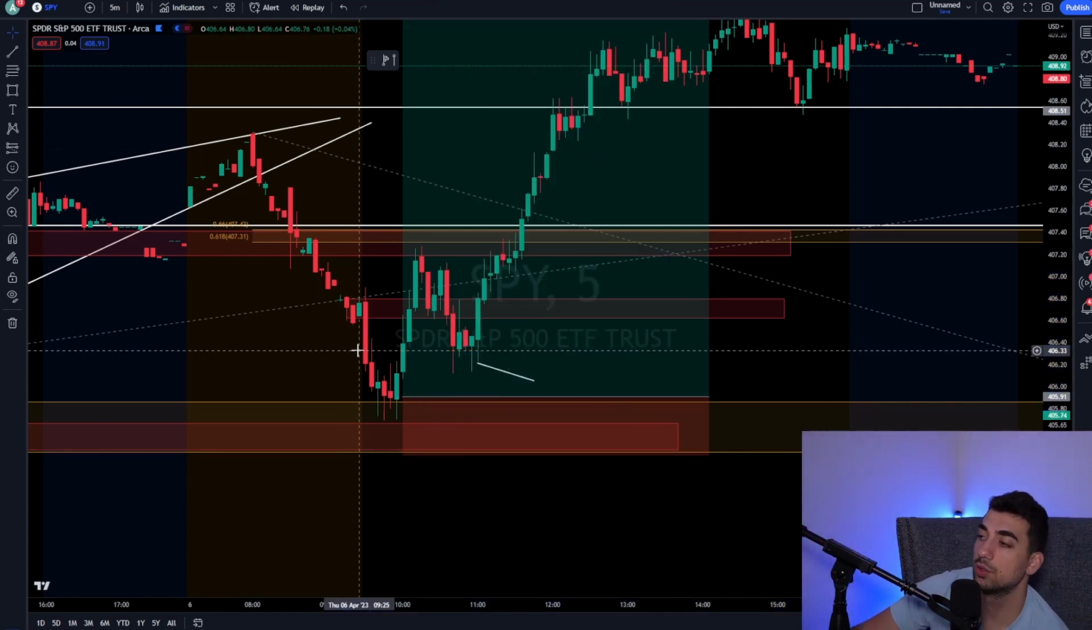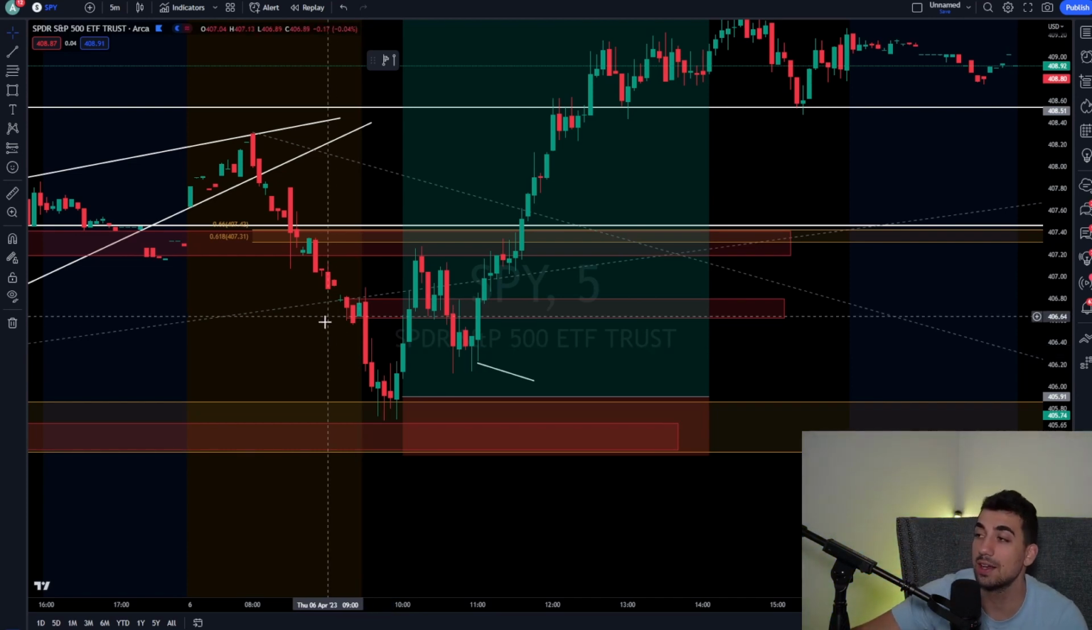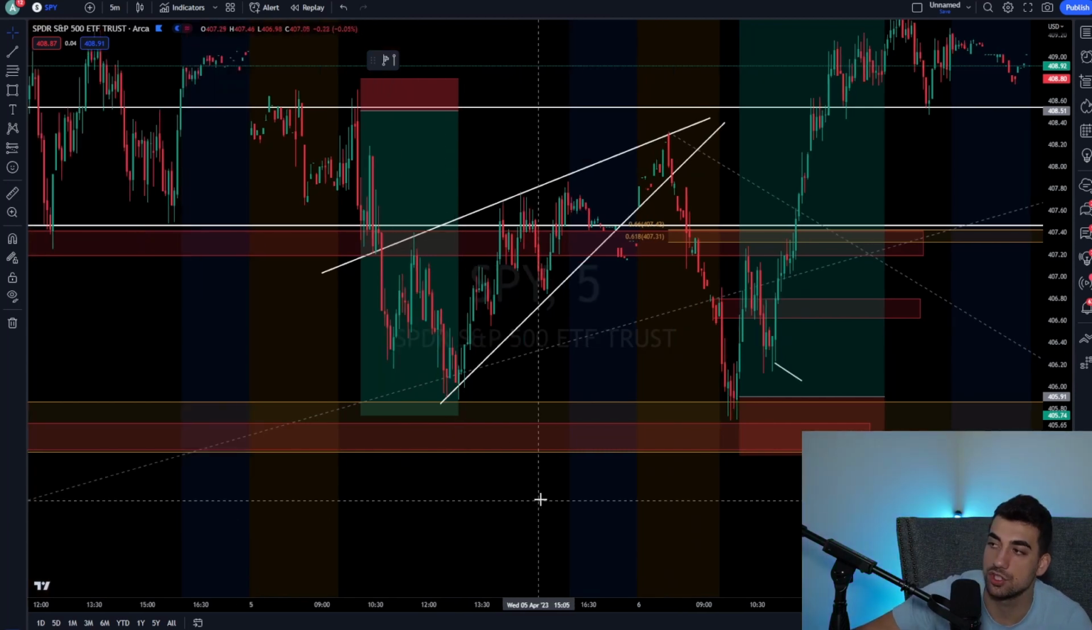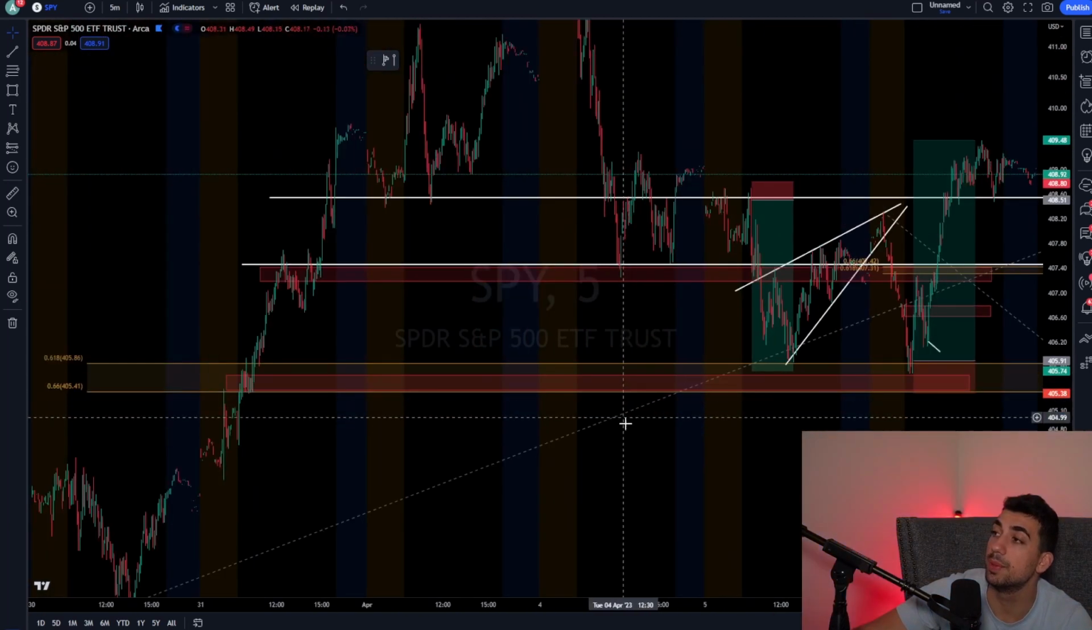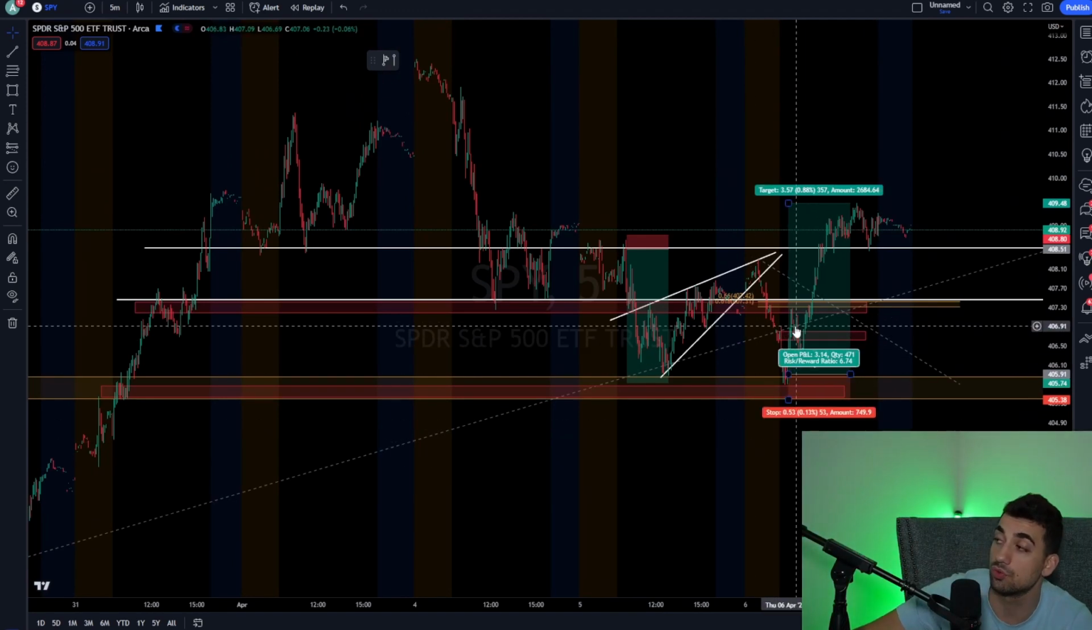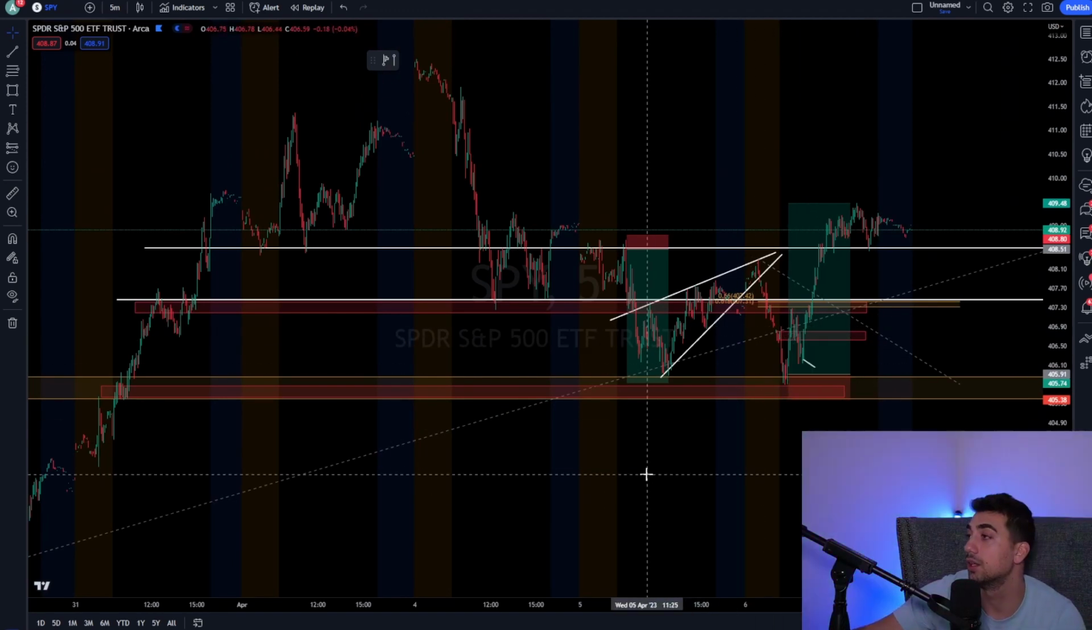Now I like to have the 0.618 at the 0.66 level. A lot of people like to have the 0.5 level as well. I can kind of eyeball the 0.5 level, so I just don't have it on my chart. And then we can see this big bounce happening and just rocketing up for pretty much the rest of the day. So this trade ended up being a really huge trade.